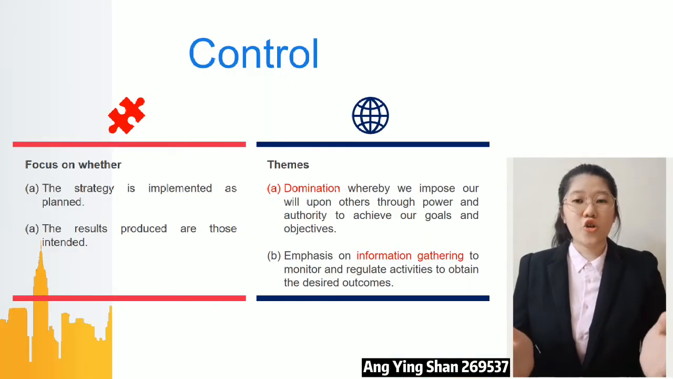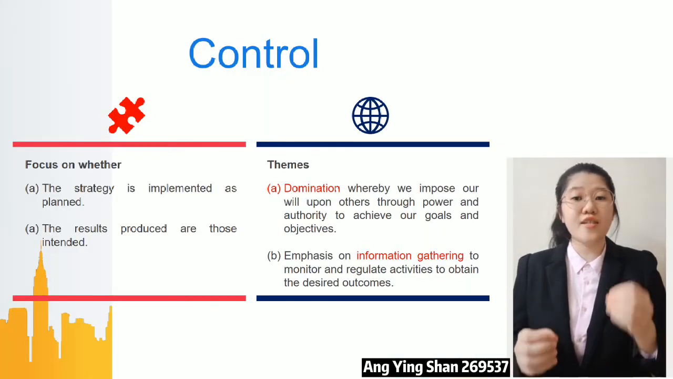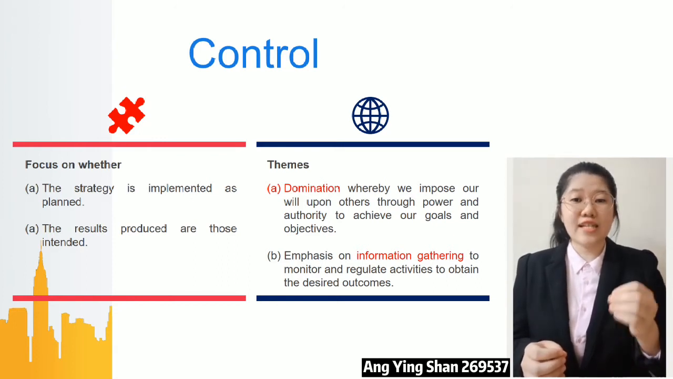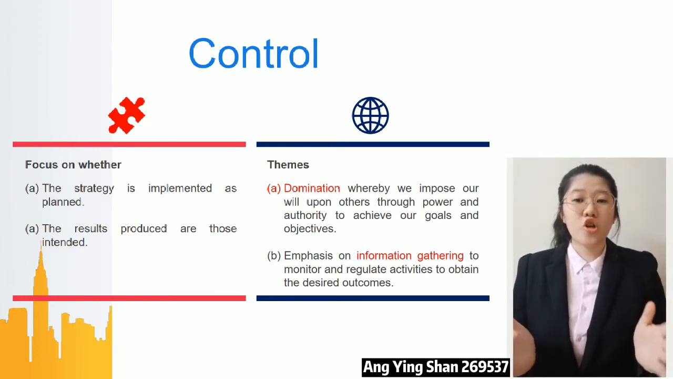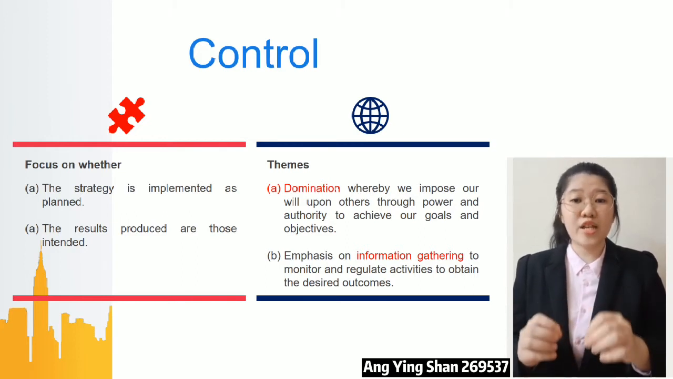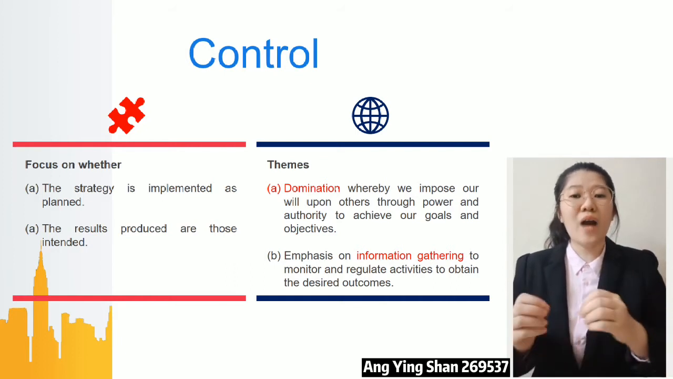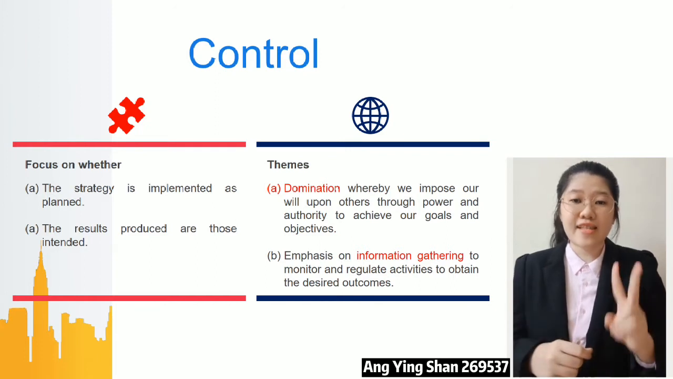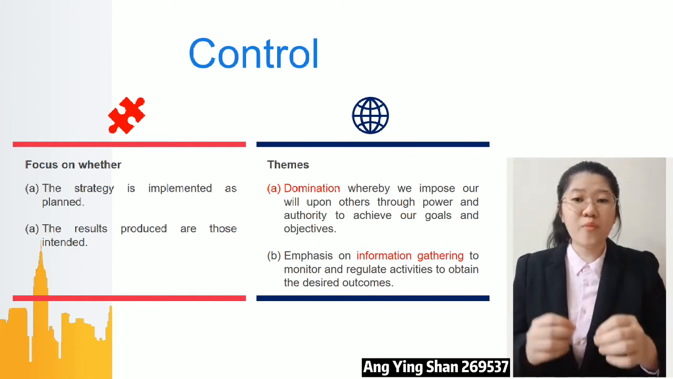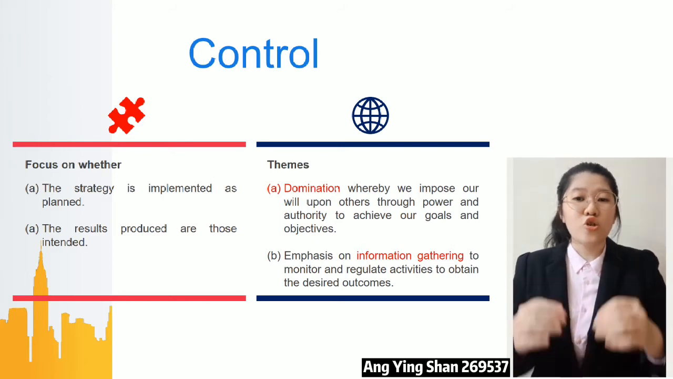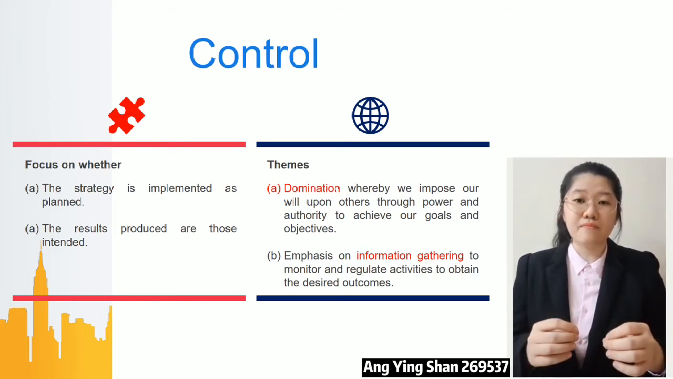Next, control focuses on whether the strategy is implemented as planned and the results produced are those intended. Meanwhile, control has two themes. First, it looks at control as domination, whereby we impose our will upon others through power and authority to achieve our goals and objectives. Second, it emphasizes information gathering to monitor and regulate activities to obtain the desired outcome.